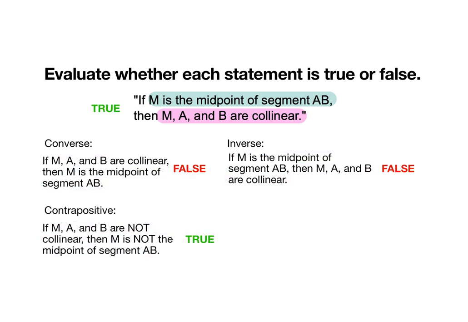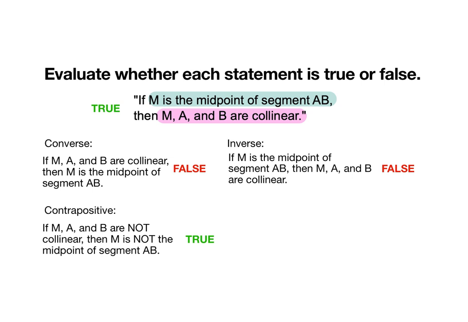Here are my answers. So my conditional statement was true. If M is the midpoint of a segment AB, then M, A, and B are collinear. That's absolutely true. My converse is false. If M, A, and B are collinear, then M is the midpoint of segment AB.